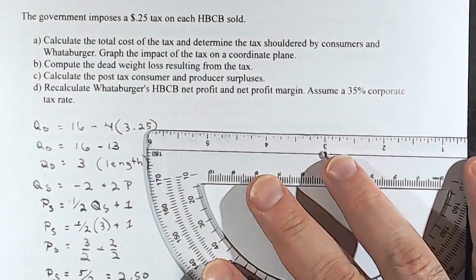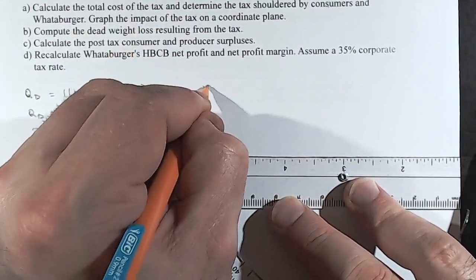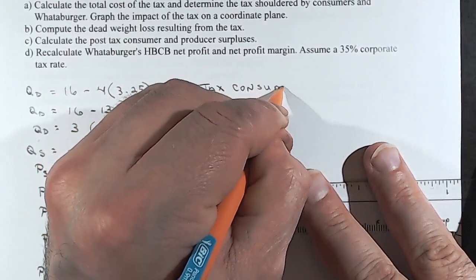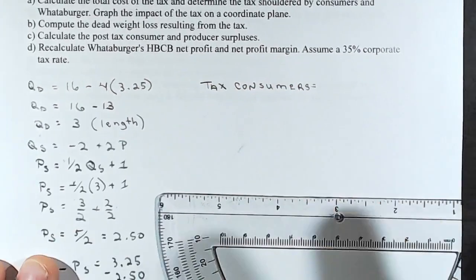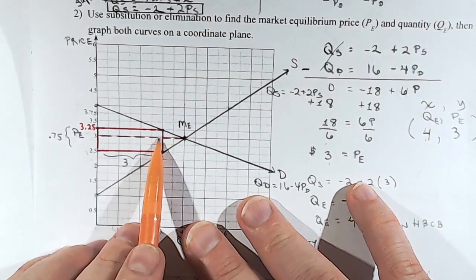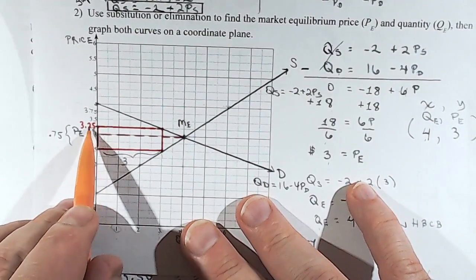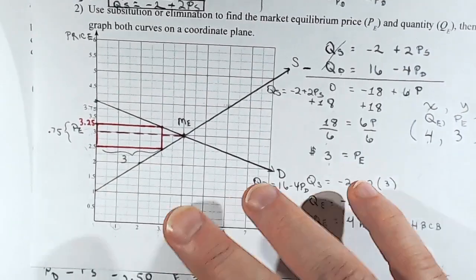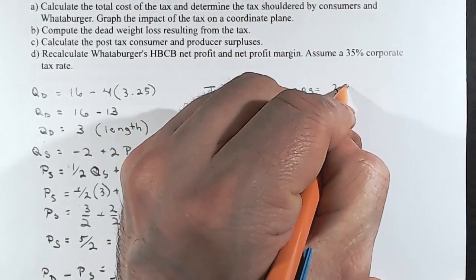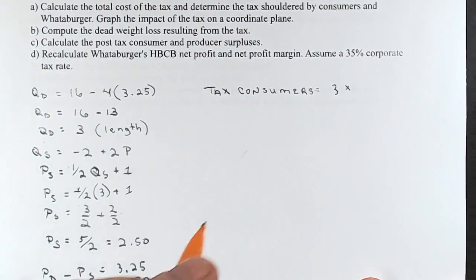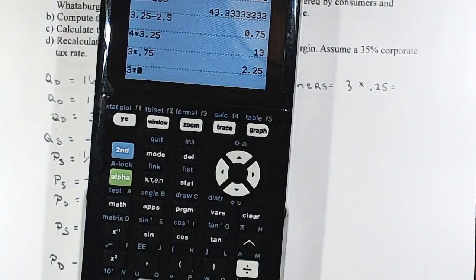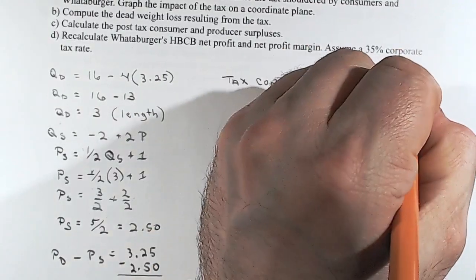Okay. So here's the tax shouldered by consumers. I'll show you how to calculate that. You know, it's pretty kind of visually obvious what you do. You have to compute the area of this little box right here. Well, we know the length is 3, and the height here would be 3.25 minus 3, which is just 0.25. So the tax to the consumers is 3 million units times 25 cents. Remember, they put a 25 cent tax. So that's 0.25. 3 times 0.25 equals $750,000.